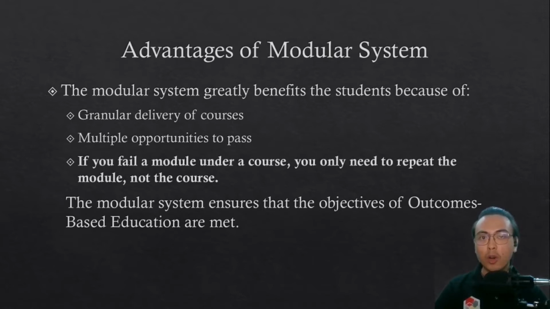a module, all you have to do is to retake the failed assessment in the module again and again until you pass the module. If you fail a module under a course, you only need to repeat the module and not the course. So we have three modules in CH128P. If you fail one of those modules, you don't have to repeat the other two modules. You just have to repeat your failed module.